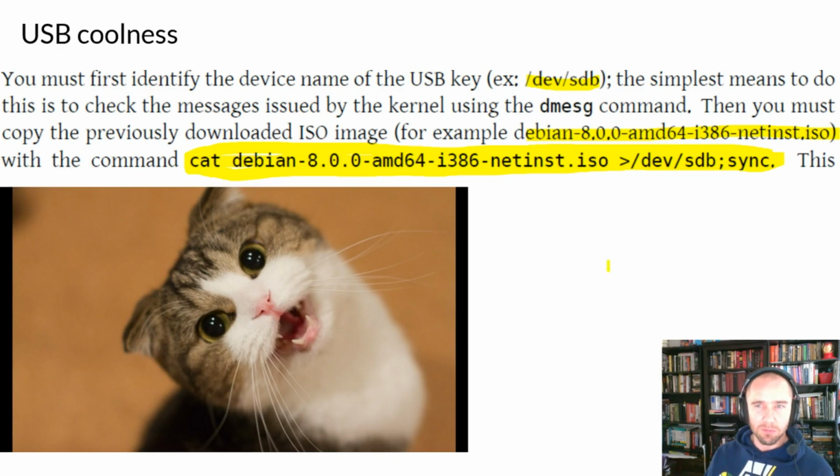So you're sitting at your computer with a fresh ISO downloaded from, let's say, the internet. You put in your USB drive, you use the dmesg command to find out what it's called, and then you would type in cat and the ISO, pointing an arrow to that USB.